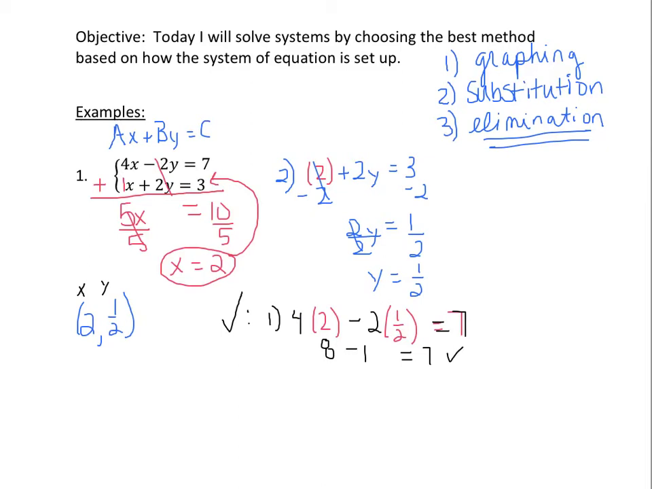Let's check number 2. We have our x, which is 2, plus 2 times your y, which is 1/2, and it should equal 3 if this is correct. So let's check that. We have 2. 2 times 1/2 is 1, so plus 1, and that does equal 3. So it checks out, so this is my final answer.